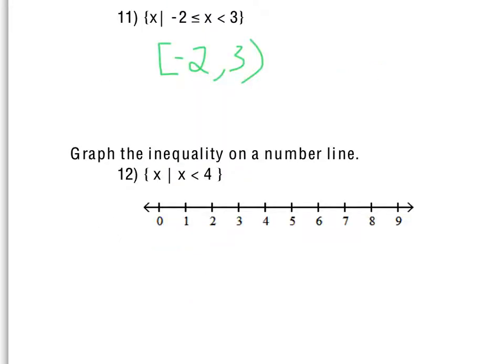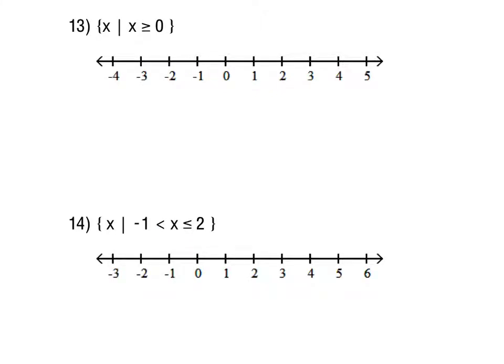And then number 12, graphing this on a number line. Again, remember we are using parentheses and brackets rather than open and closed circles. So looking at that, all we really need to do is put a parenthesis at 4 and show that that's going to the left. We're doing the same kind of thing for 13, just graphing that. So we have a bracket at 0, and we are going to the right because we're looking at the values that are greater than or equal to 0.